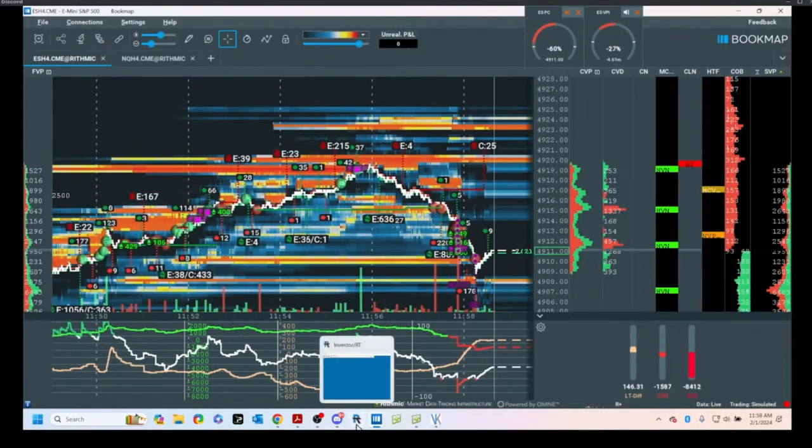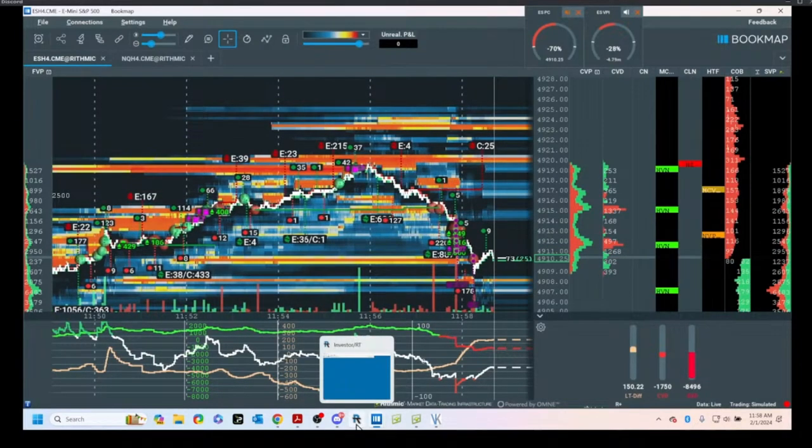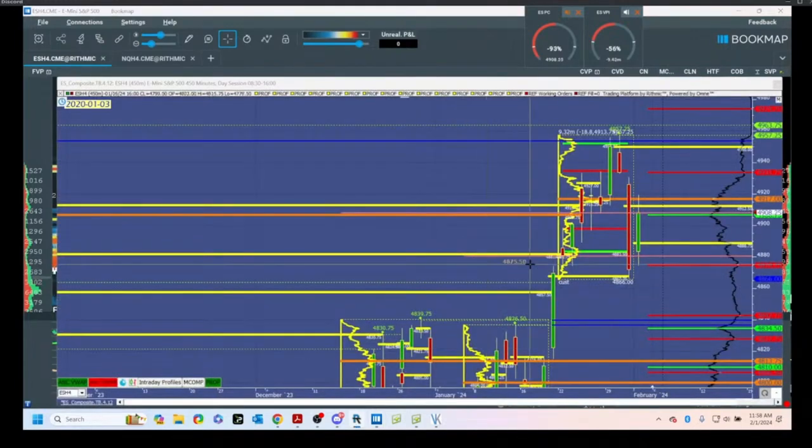Let me try to show you this, if I could do this without blowing things up. So 49.20, 49.17. Where was the 20? 49.20 should still be on here. It's on the other one. So 49.17, 49.12. Those are our primary targets. Let me just look at something here.